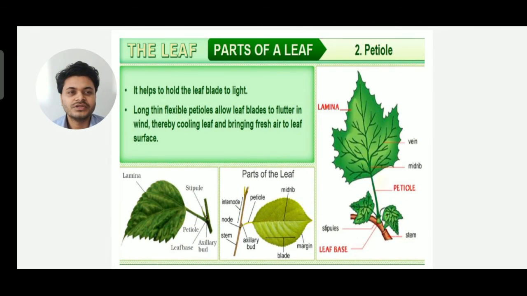Now let's talk about the petiole, the next part of leaf. What is its function? The petiole helps to hold the leaf blade to light. Long, thin, flexible petioles allow the leaf blade to flutter in wind. It helps to move the leaf in winds, thereby cooling the leaf and bringing fresh air to the leaf surface.